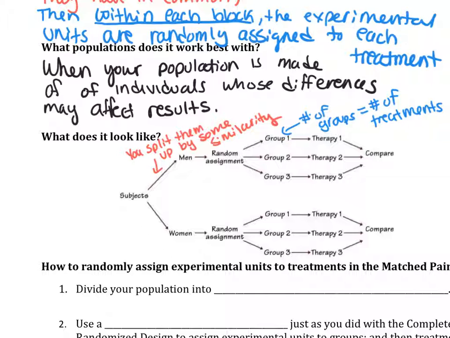And just like yesterday, you use your random integer generator to create those different groups. To put the individuals into those different groups in each block, you use your random integer on your calculator, and then randomly assign the treatments, like we did yesterday as well, also with your random integer generator. And then finally, you would compare within each block.